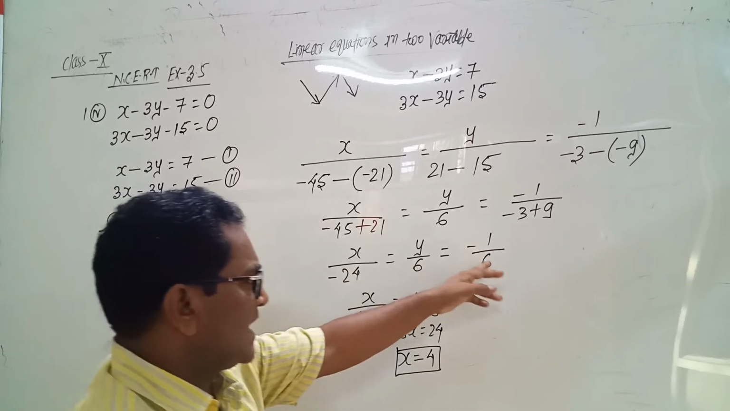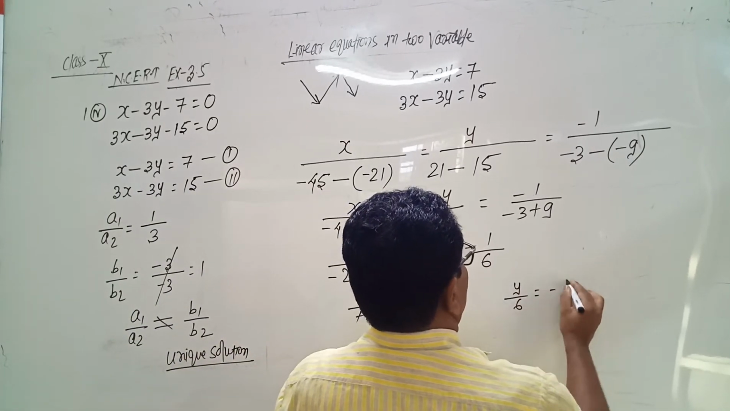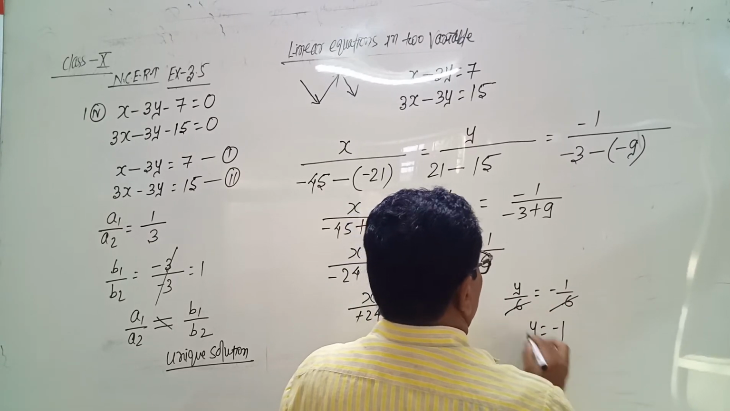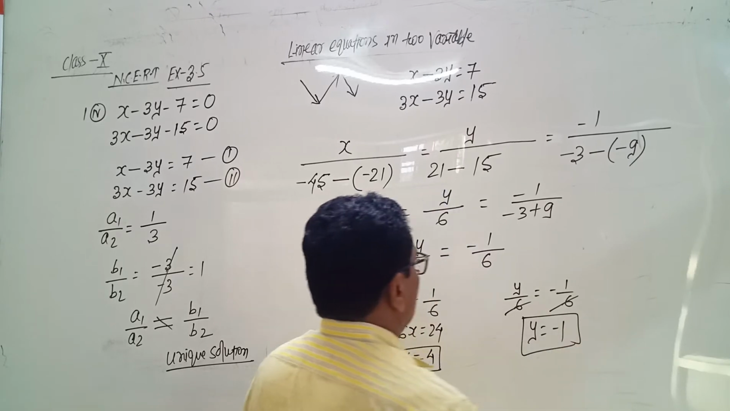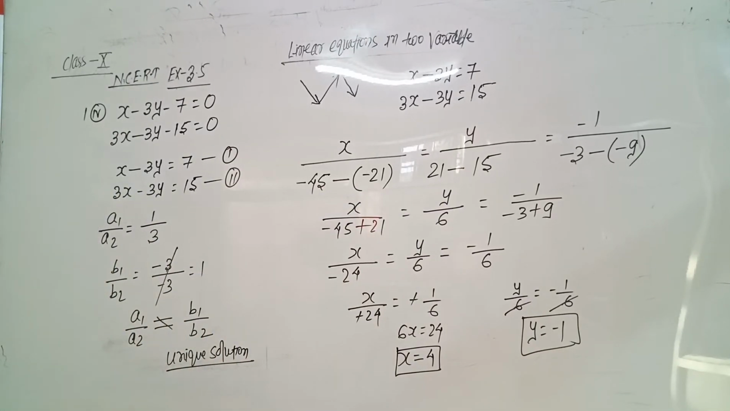Now to solve second and third. So y by 6 equals to minus 1 by 6, 6 and 6 cancelled, and the value of y, we get y equals to minus 1. So this is the solution by cross multiplication method. See the next question.